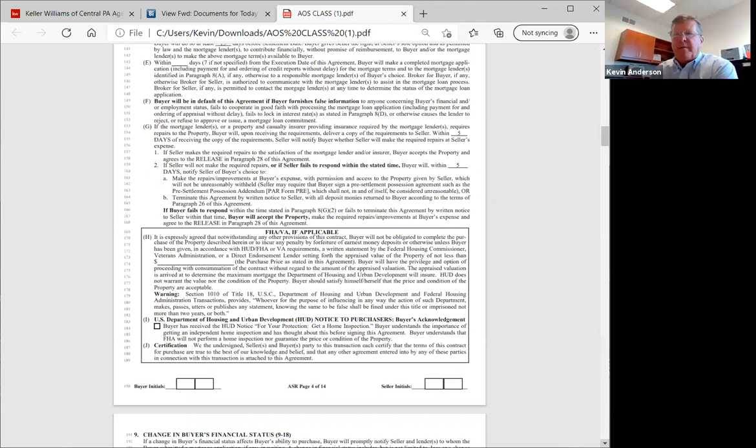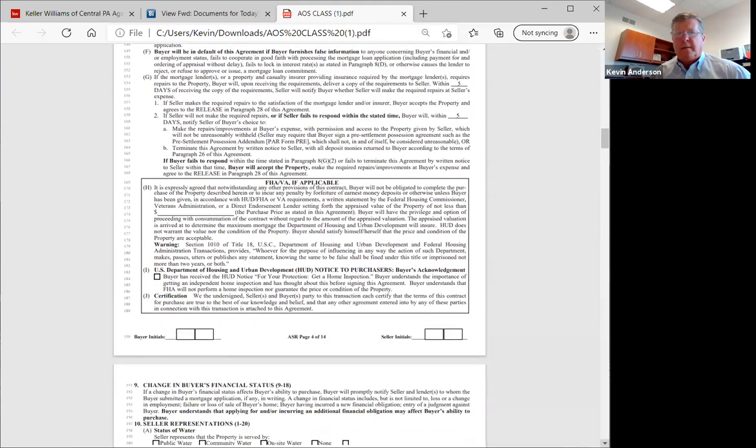If they've already been in front of their lender, the lender would have provided that if they're doing an FHA or VA loan. But you're checking that box, and you're going to have to make sure they get it. I don't know that we've ever had to follow up on it. The lender takes care of that.